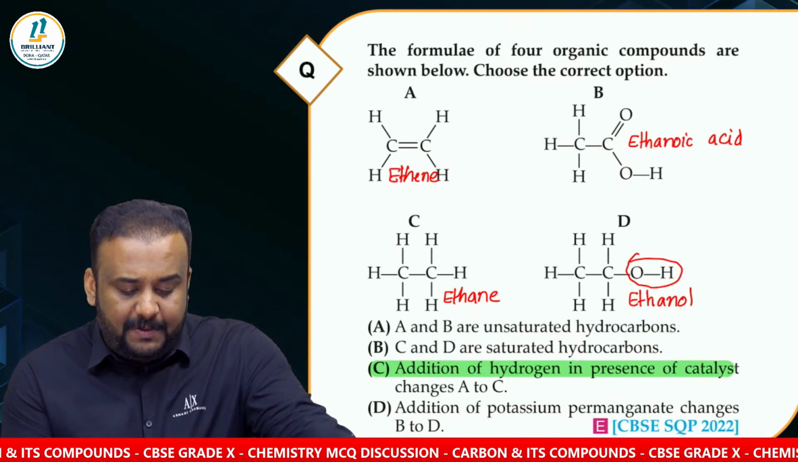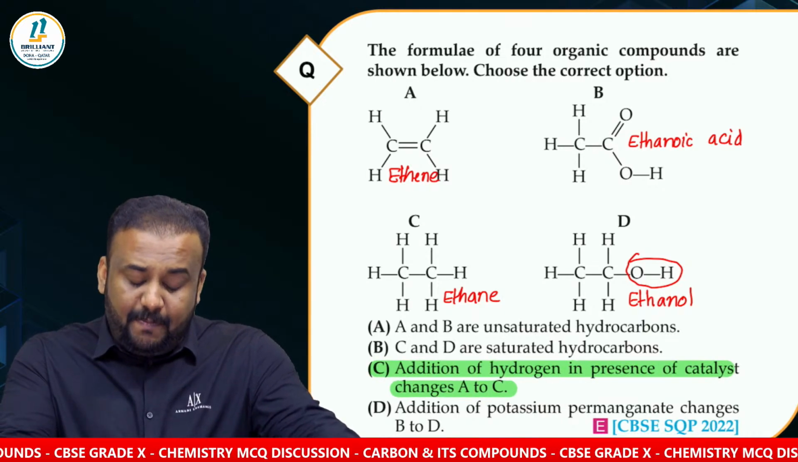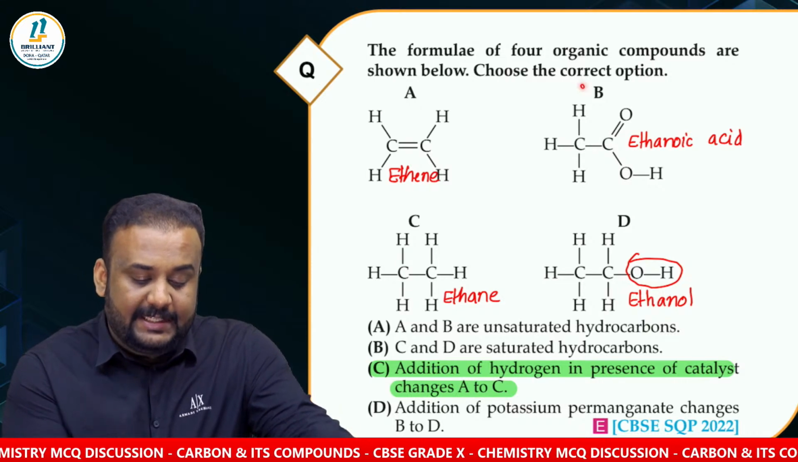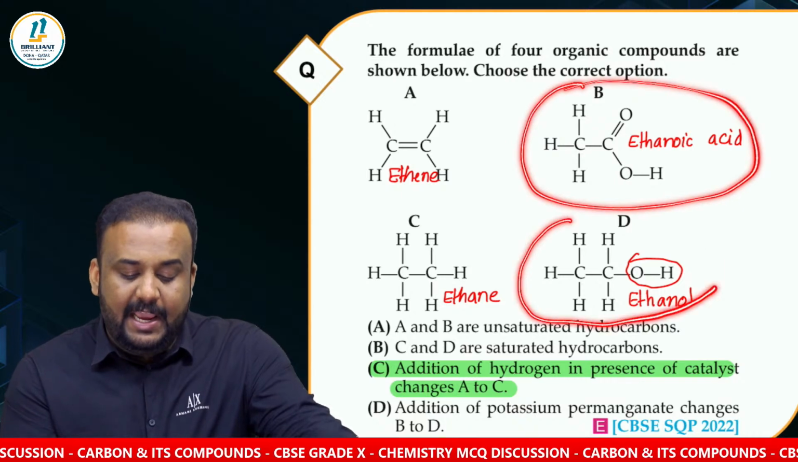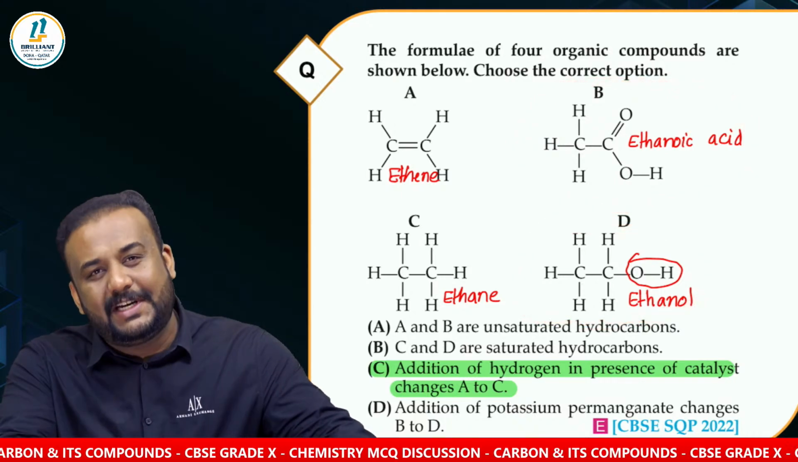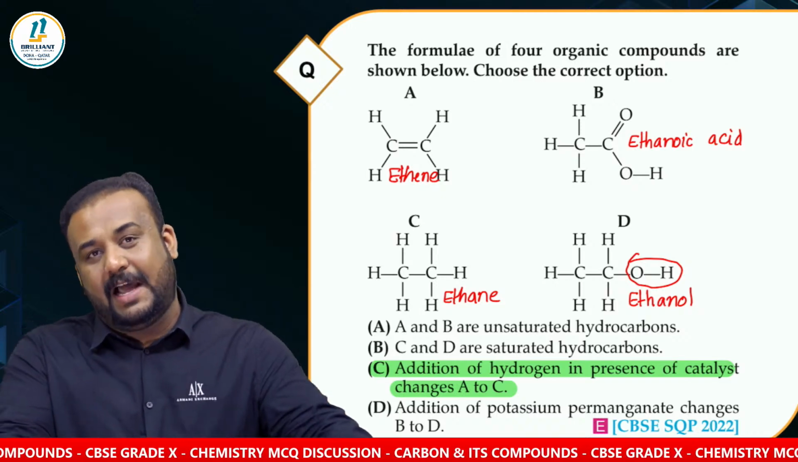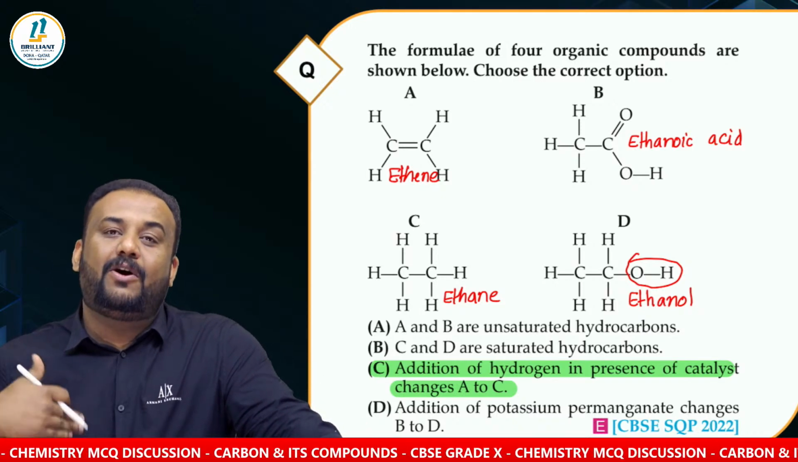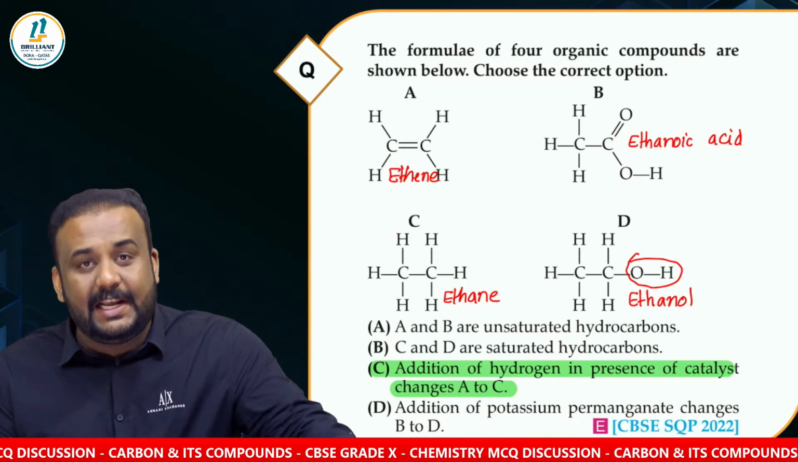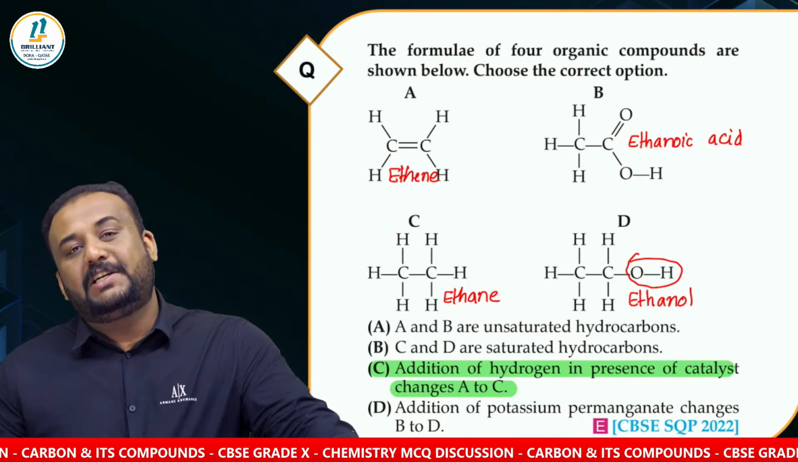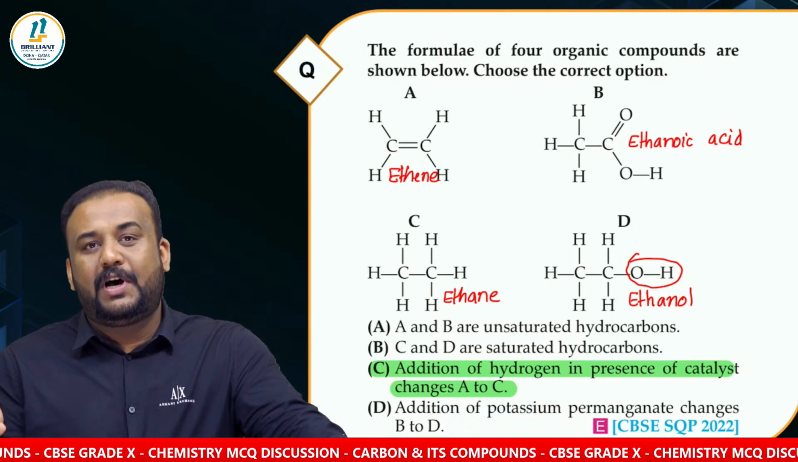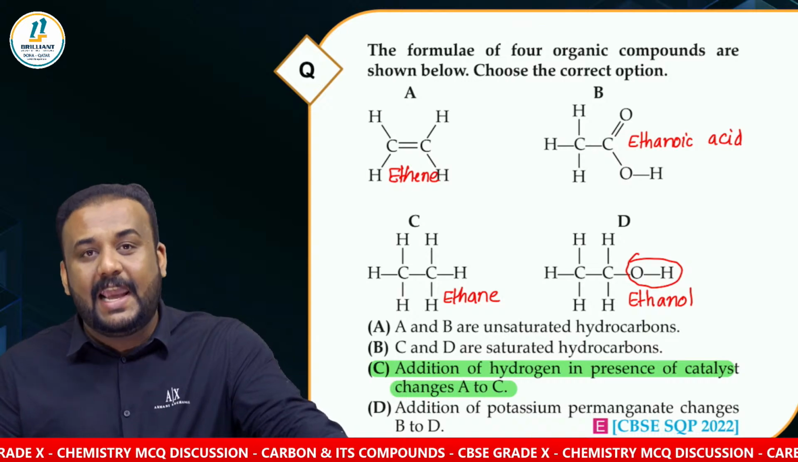We'll read option D also. Addition of potassium permanganate changes B to D. See, B is a carboxylic acid and D is an alcohol. You have studied a reaction called oxidation of alcohols, right? Alcohols can be oxidized in the presence of an oxidizing agent like alkaline potassium permanganate or acidified potassium dichromate. These two are among the best oxidizing agents in organic chemistry.